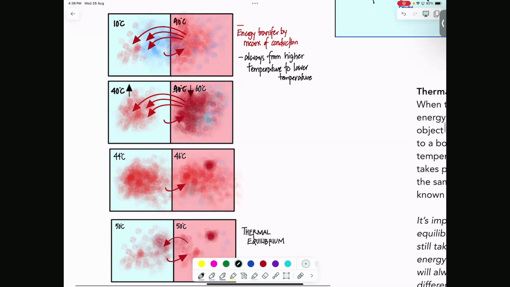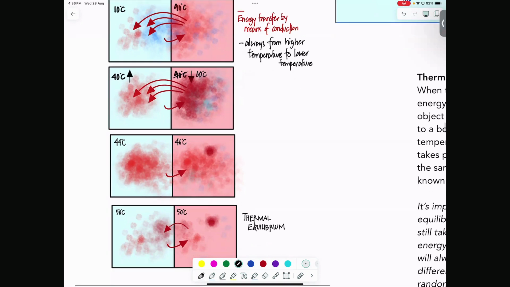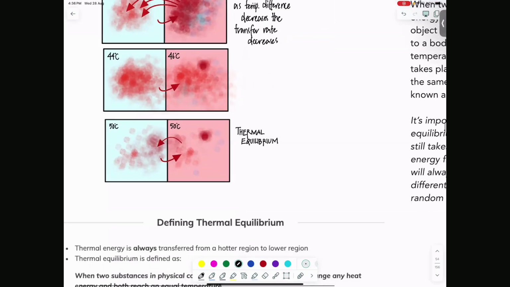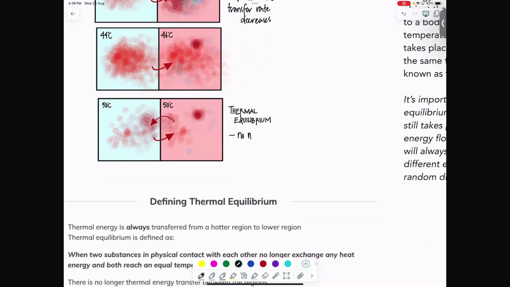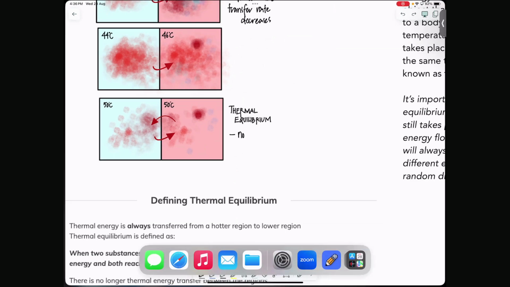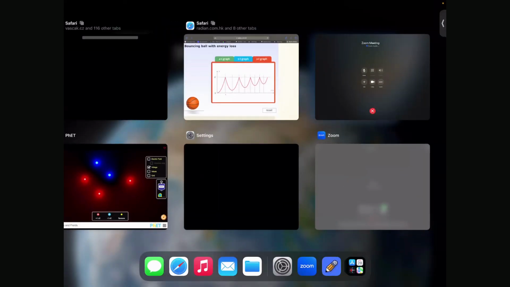All right. So always from higher temperature to lower temperature. Then, as temperature difference decreases, the transfer rate decreases. Okay. Thermal equilibrium is no net energy transfer. Common mistake is students will say no energy transfer. That's not true. Okay, there is energy transfer. There's no net energy transfer.